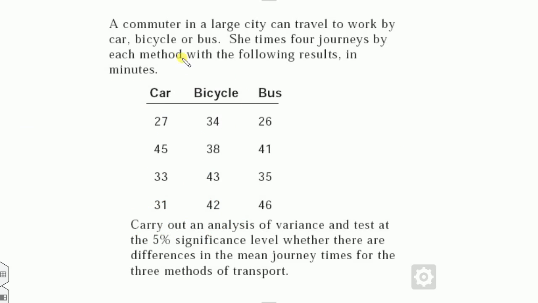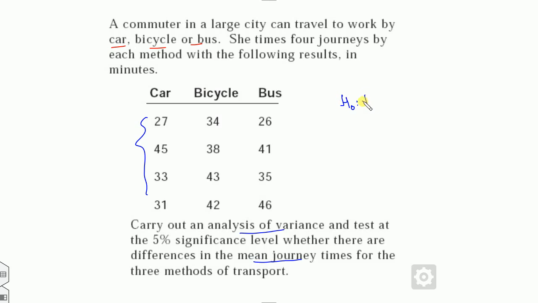Look at one more example. A commuter in a large city can travel to work by either car, bicycle, or bus. She times 4 journeys by each method with the following results in minutes. If the first time she took a car, it takes her 27 minutes to reach the station; if she takes a bus or bicycle, it is 34, and so on. Carry out the ANOVA and test at 5% whether there is any significant difference between the mean journey times or not.